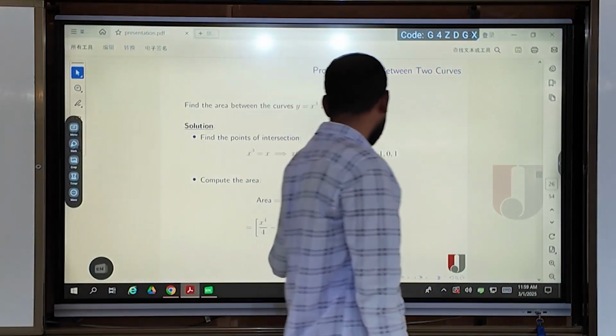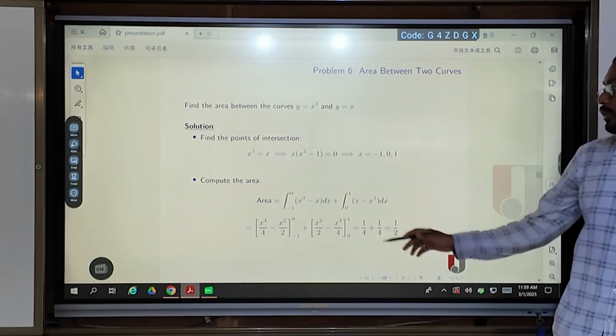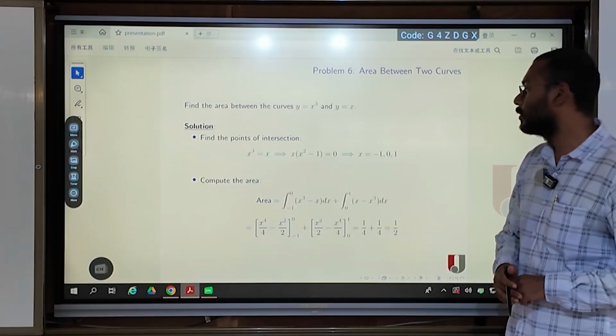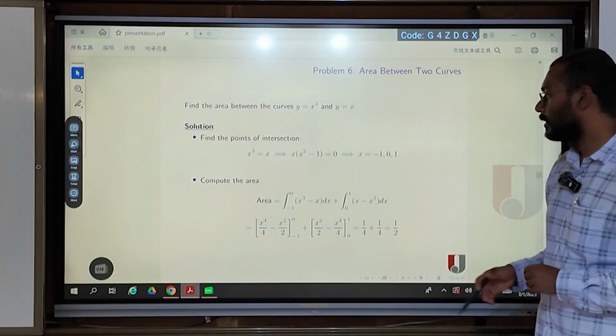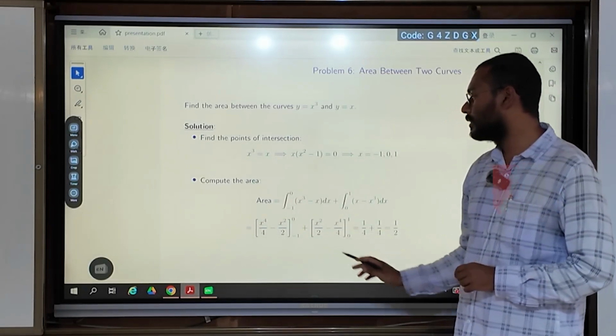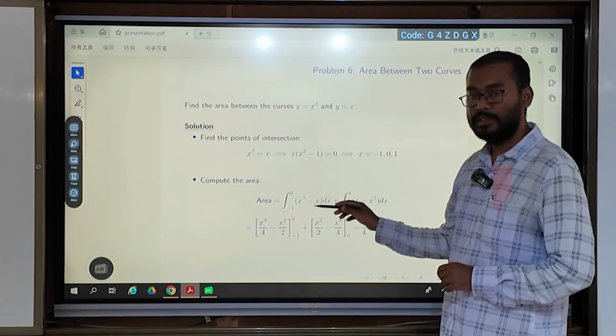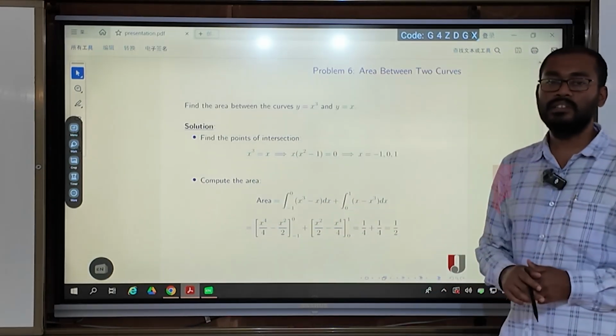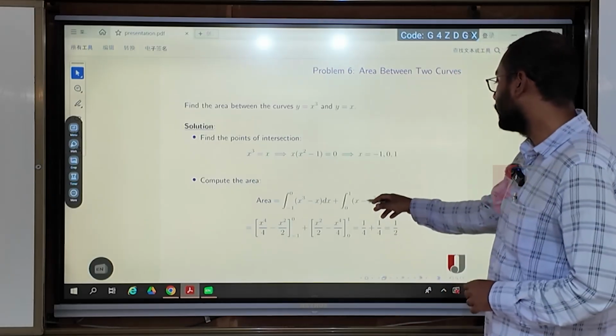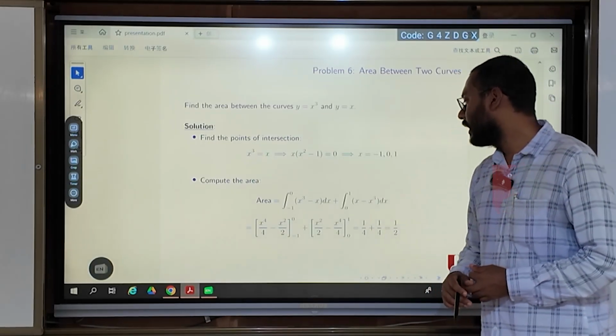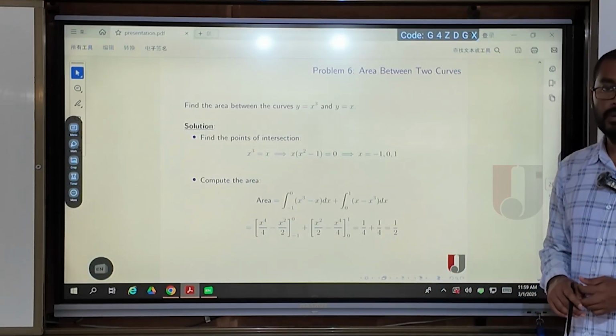Now if I add it, you can see the integral from minus 1 to 0 of x cube minus x, and here from 0 to 1 of x minus x cube dx. Now if I simplify this integration, the integration of x cube is x to the power 4 by 4, and the integration of x is x square by 2, and here x is x square by 2 and x cube integration is x to the power 4 by 4.